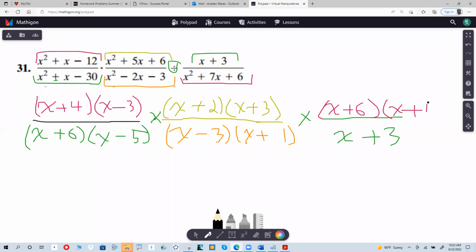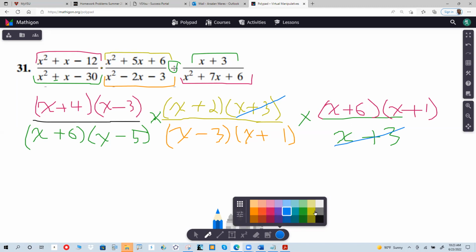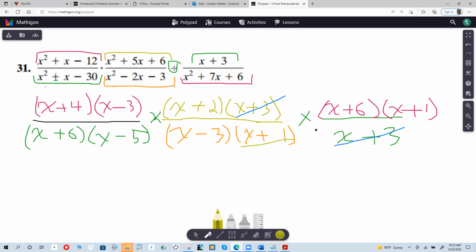I'm not done. 6 times 1 is positive 6. 6x plus 1x is 7x, and x times x is x squared. So this looks good. And very carefully, I'm going to do some cancellations, hopefully as many as I can find. Oh boy, there aren't too many. X plus 3, x plus 3, they go away. X plus 1, x plus 1, they also go away.